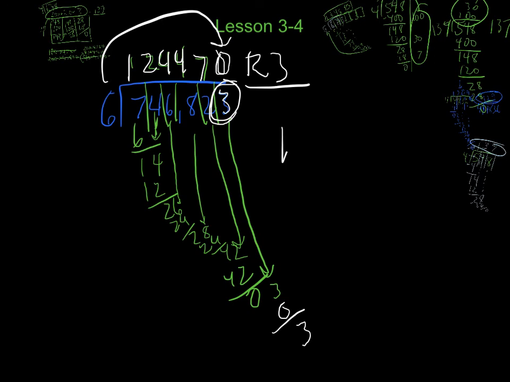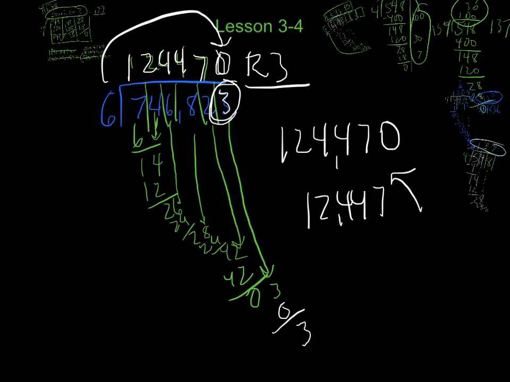If not, your number goes from 124,470 to 12,447 because you don't put that 0 there. So you have to put it there. That's the most important thing.